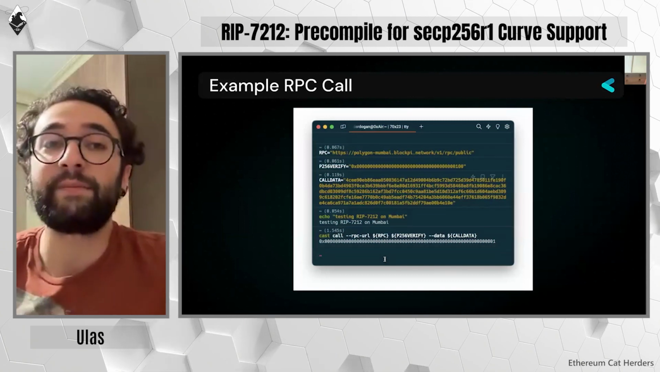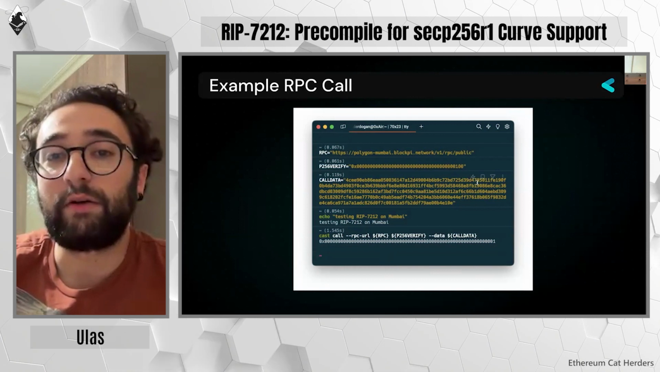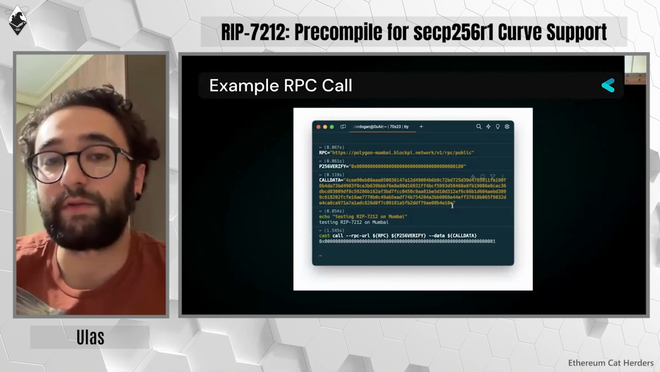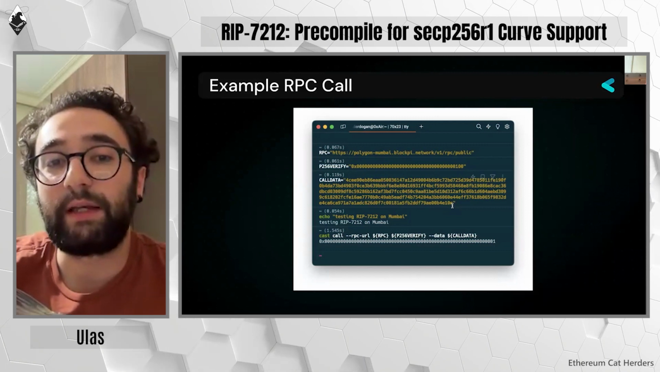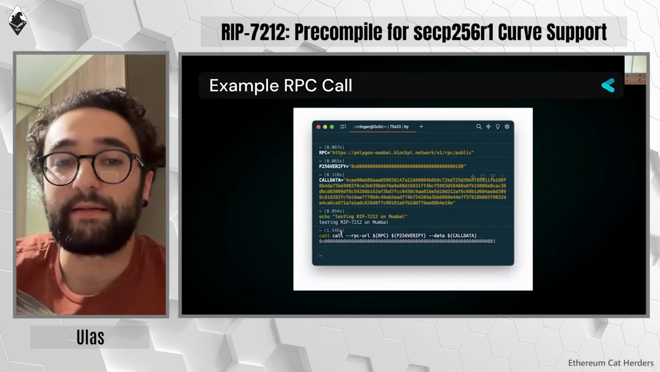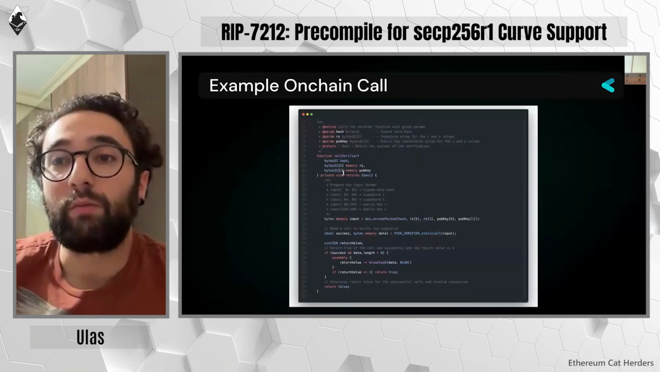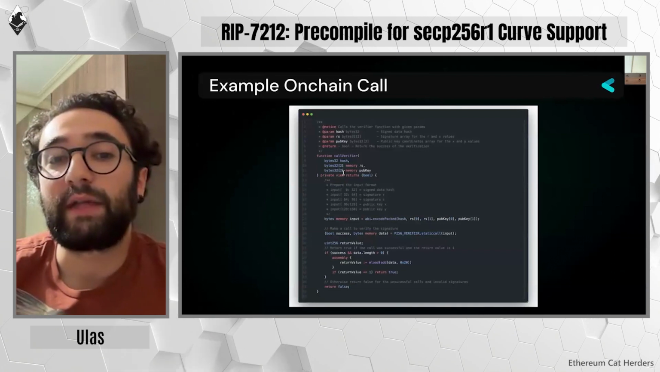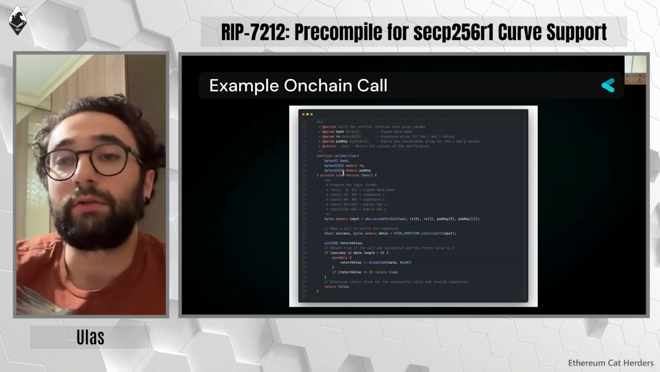And I want to show a sample RPC call for a client that has implemented the RIP. We have the address, and the call data is a 160-byte string. It includes the hash of the signature, the R and S components of the signature, and the X and Y components of the public key. When we call this address with this call data, we can see that it returns 1 as a true return. And I will lastly show how we can call this precompiled contract on chain. It's a basic static call to the precompiled address, and then we can work with the return data of the static call and utilize it in our on-chain applications.